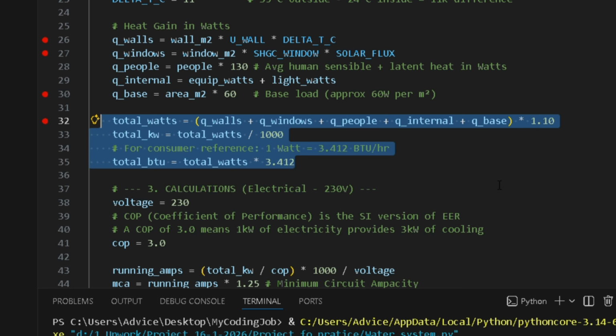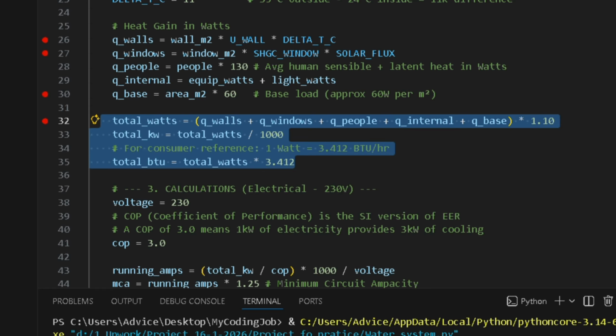We then convert results into more useful units. Total_kilowatt = total_watts / 1000. Total_BTU = total_watts * 3.412. Kilowatts are standard in electrical engineering, while BTU per hour is commonly used in air conditioner capacity ratings. This makes our program compatible with real product specifications.